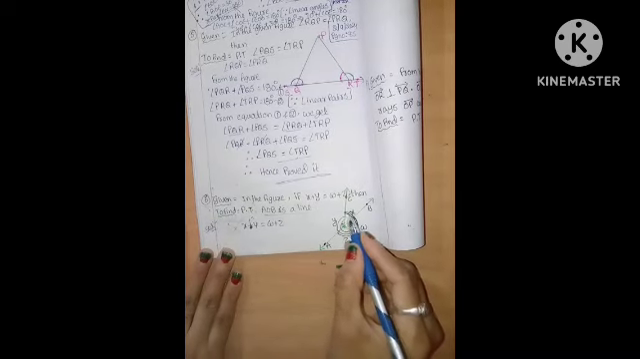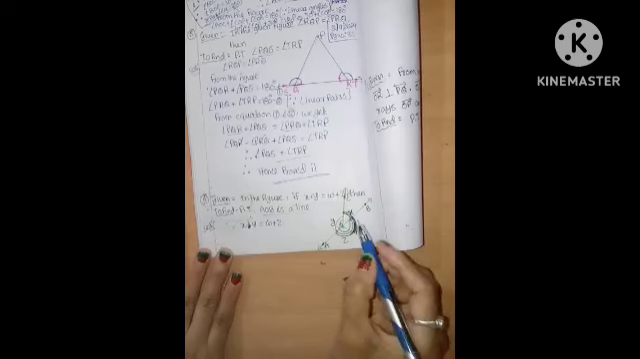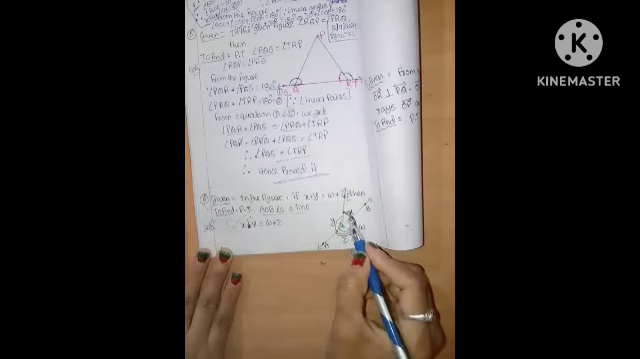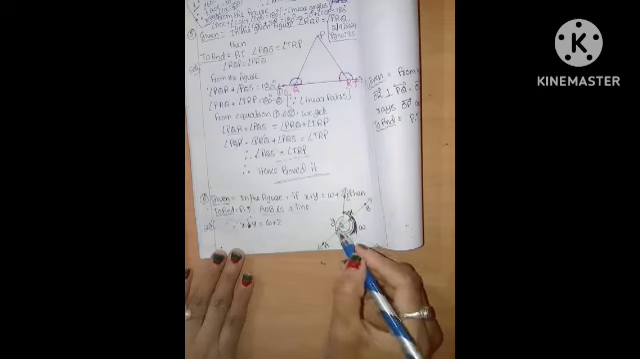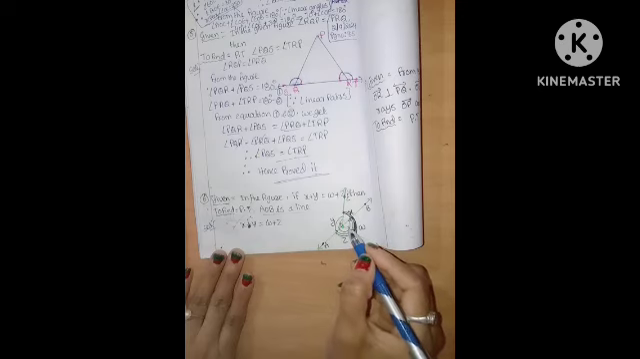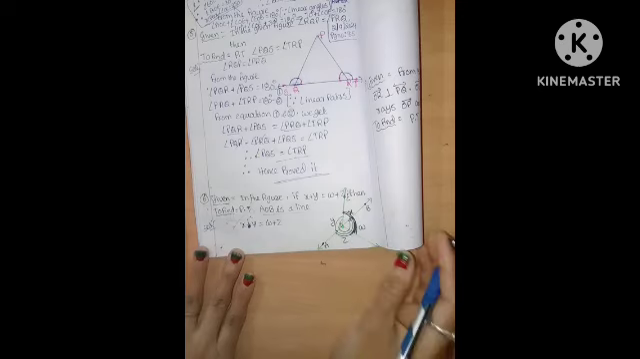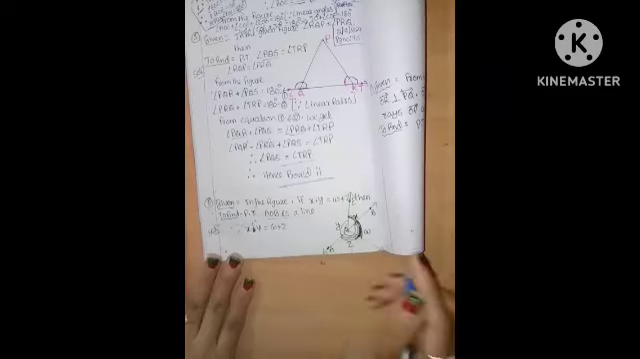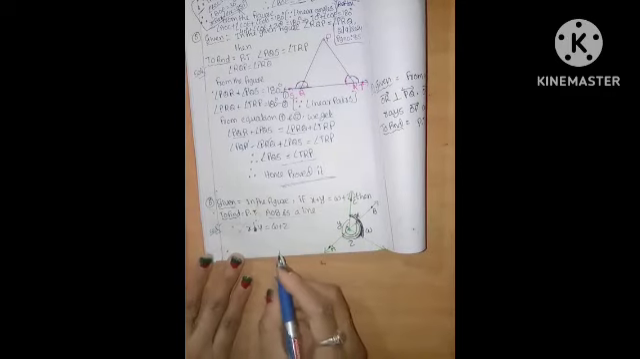Here, observe the figure. Here it is the complete angle. Do you know the angle at a point? The sum of the angles around a point is equal to 360 degrees. We know that, so we apply it here.